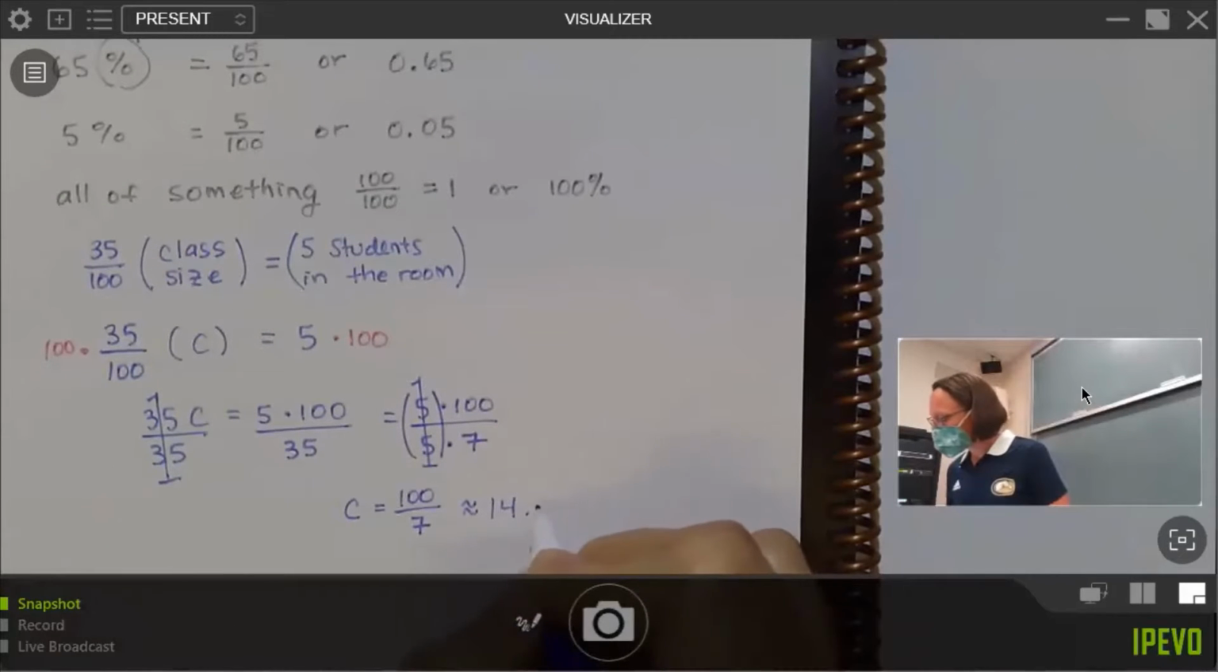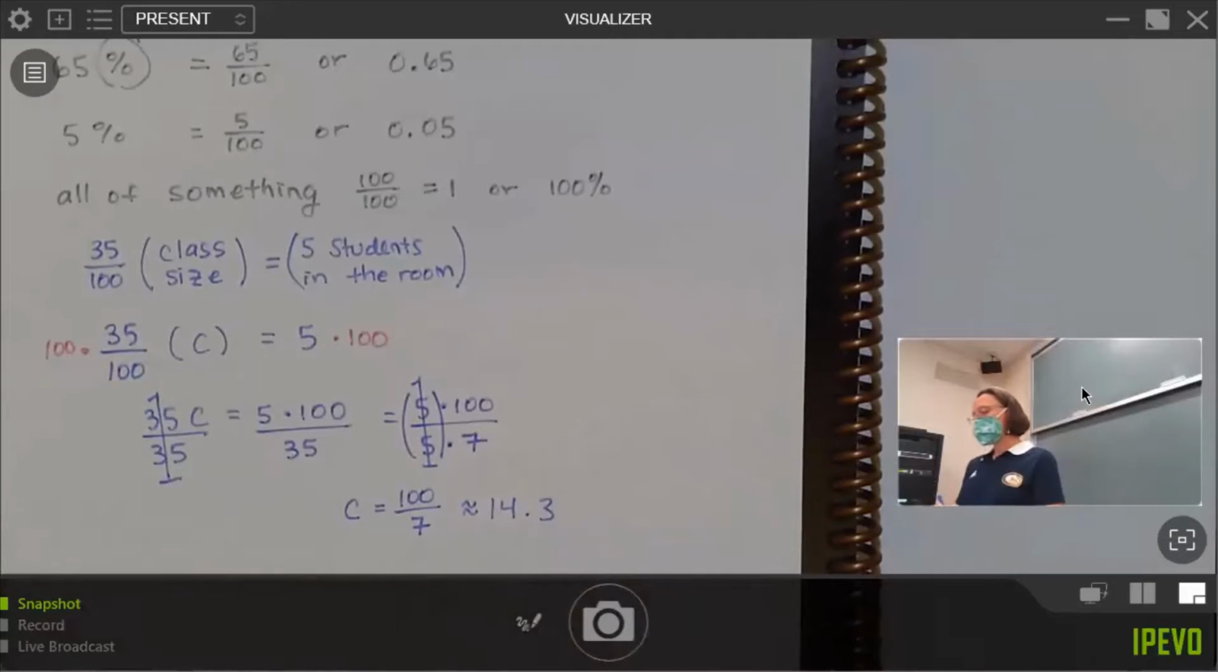That's about 14.3. Now, obviously, we do not have 30% of a human in the class, right? Unless someone brought their dog, I don't know. In real life, these numbers don't really work, but as working through a percentage problem, it was just fine. By the way, there are 11 students on Zoom, 5 in the room. There are actually 16 students in the class. I didn't do too badly on my estimate.